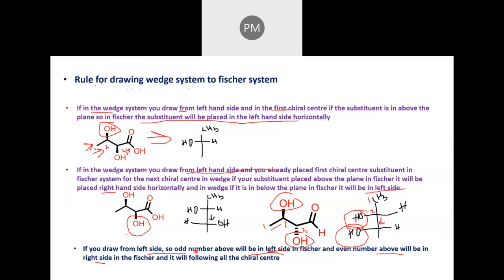A further simplification: if the chiral center number is odd and it is above the plane, it will be placed on the left side. So this number is odd, number 1, it is above, so it will be placed on the left side. And for even-number cases, if it is above, it will be placed on the right side. So for even numbers, this one is above, so it will be placed on the right side. For even numbers, if it is below, it will be placed on the left side.